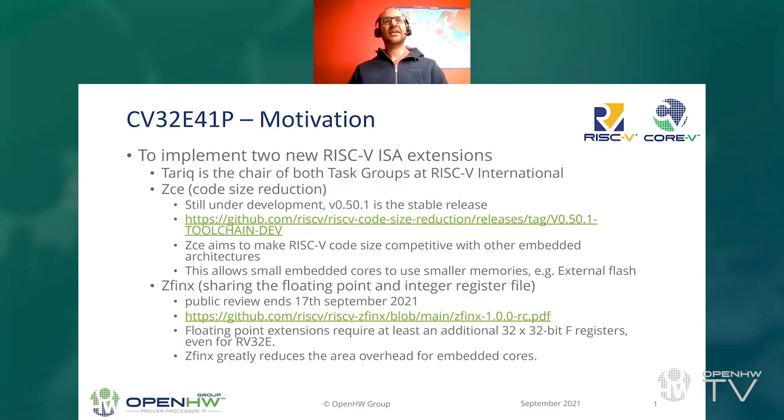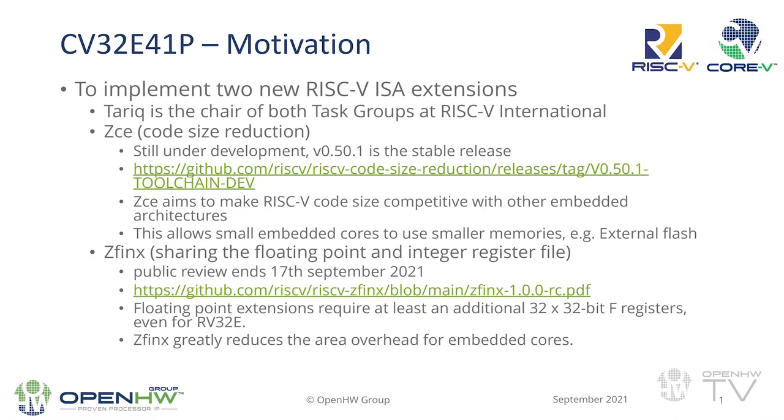The other one is Zfinx. This one is sharing the floating point and integer register file. Again, this is very important for embedded applications which need floating point hardware. So it's currently in public review, ending 17th of September, 2021. You can hopefully easily find the specification on GitHub, search for RISC-V Zfinx, which has 1.0.0-RC. RC is release candidate. And so a little bit of background. If you implement a floating point extension on RISC-V, you need to add at least an extra 32-bit registers.